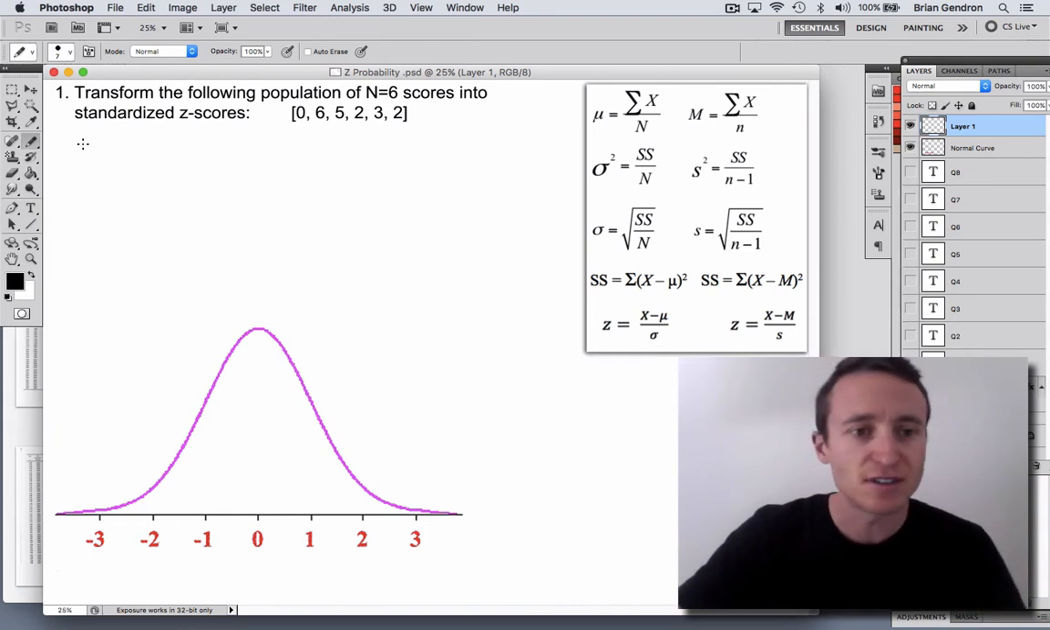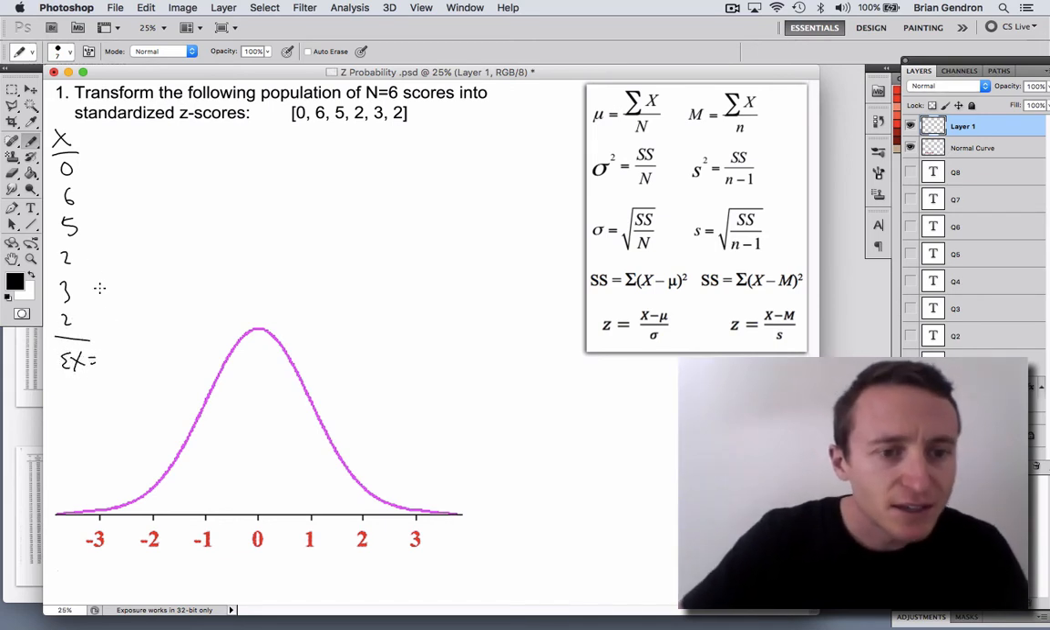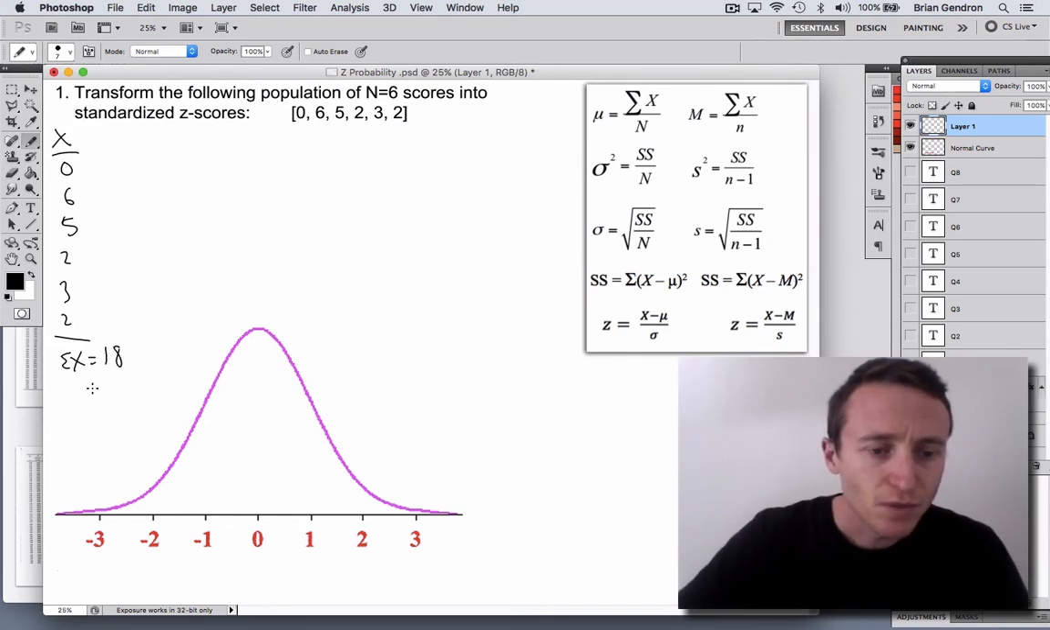And so that's our first step. Let's go ahead and do that. It's always good to practice. So first things first, let's just list out our scores in a row. And we sum them together, and we get 18. And therefore, the mean is 18 divided by 6, which is 3.